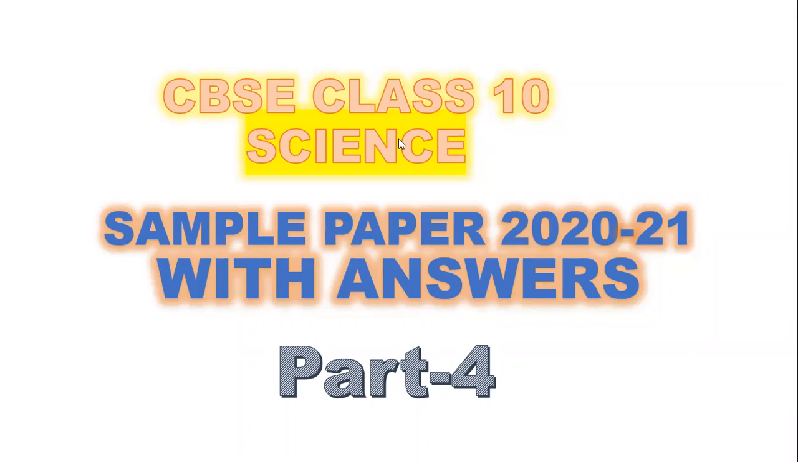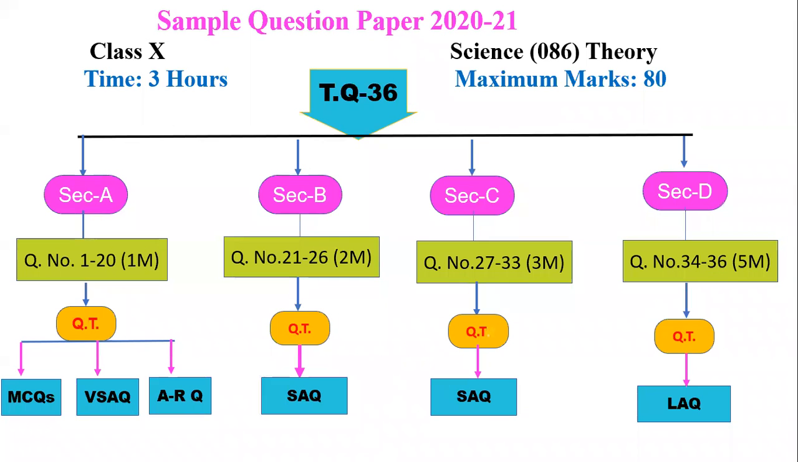This is another video on CBSE Class 10 Science Sample Paper 2021 with answers. This is part 4. Under parts 1, 2, 3, I had explained section A, section B and C. That is over. In this video, I will cover section D, all questions. Each question carries 5 marks, meaning all are long answer questions we are going to discuss in this video.